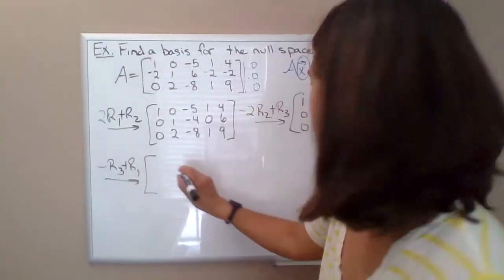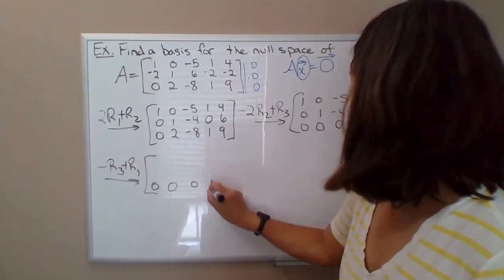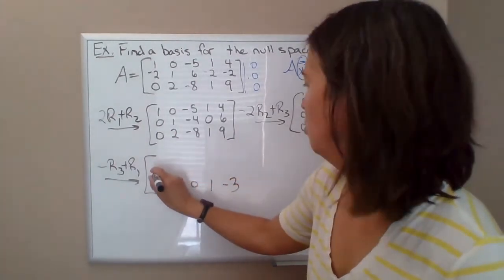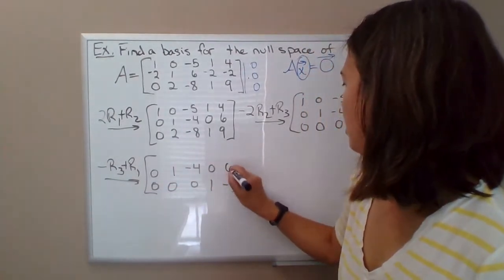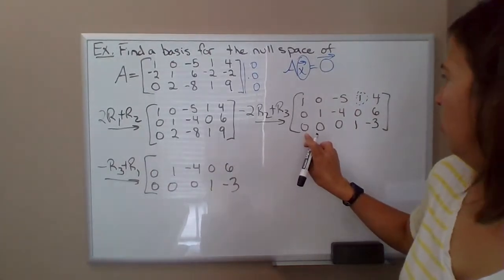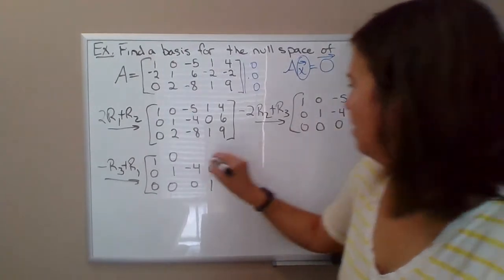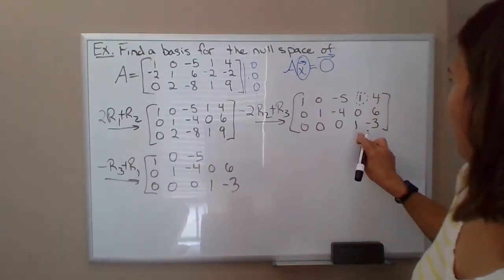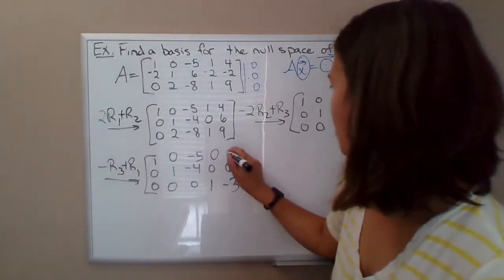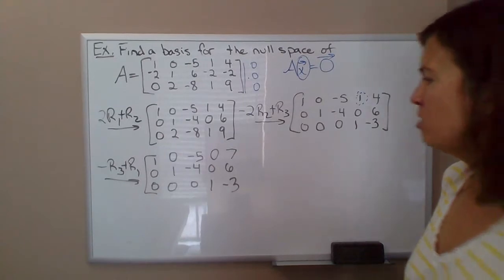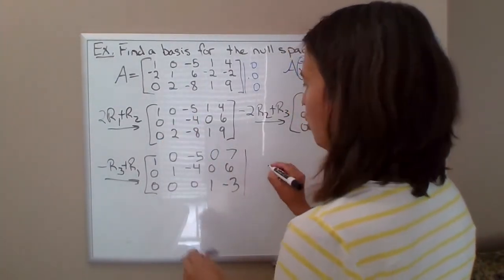Back over here. So row 3, row 2, and the new row 1. So 0 plus 1, 0 plus 0, 0 plus negative 5. Negative 1 plus 1, and positive 3 plus 4. Okay, so now we've got this thing in the reduced echelon form, or RREF.